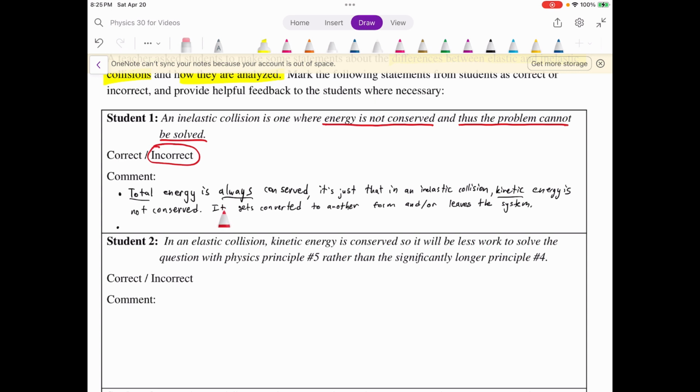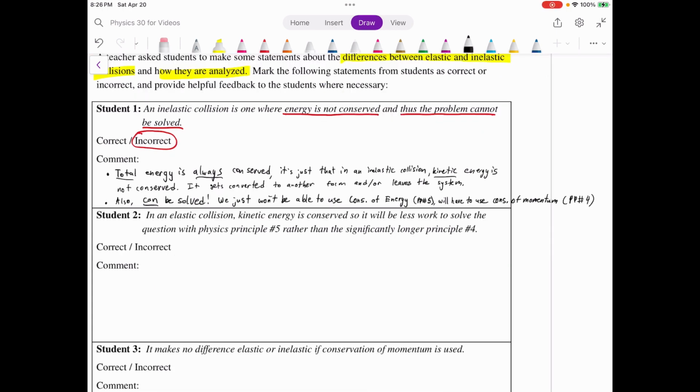Not because it's not true, again, but just because it might have converted into a form we don't have an equation for or left the system, and so there are unknown values, how much energy left the system. We have no way of knowing, especially if it's in a form like heat that's really hard to keep track of. So it definitely can be solved. We're just going to have to use conservation of momentum, physics principle number 4, instead. We can't use conservation of energy. All right, so we'll give them that feedback.